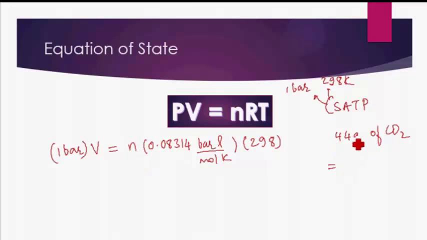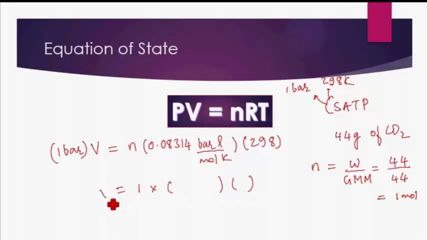Since they have given us the mass of the gas as 44 gram, we can calculate the number of moles of CO2 as mass upon gram molar mass of CO2, which is 44 divided by, oxygen O2 is 32 plus 12, which is 44. So this gives you the value as 1 mole of CO2. So n is equal to 1, and now you know the value of R and the temperature, and you also know the value of pressure.